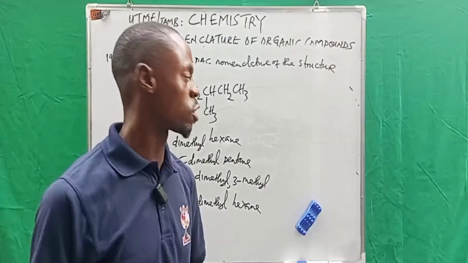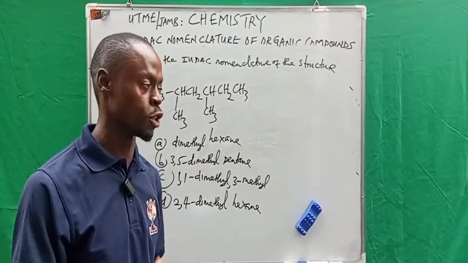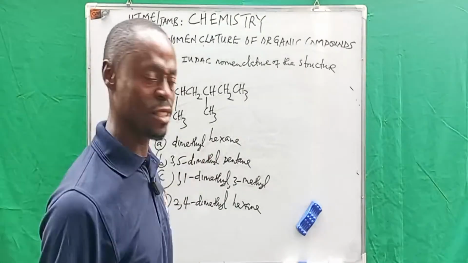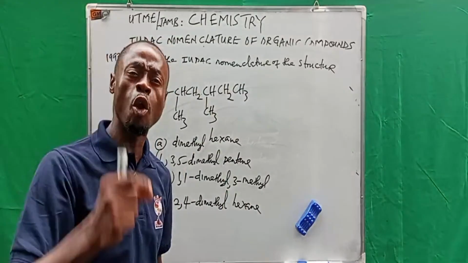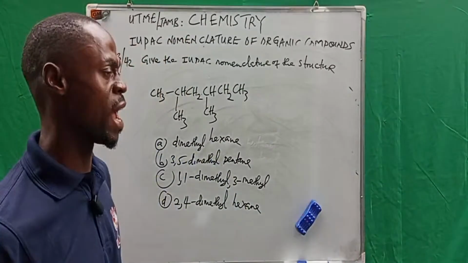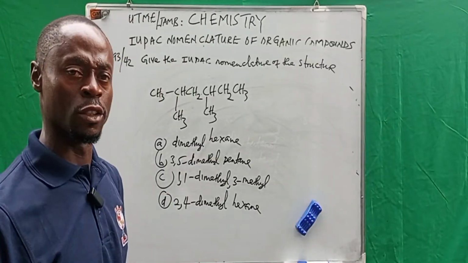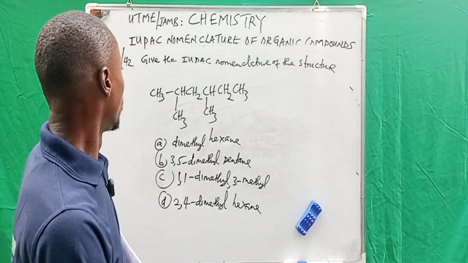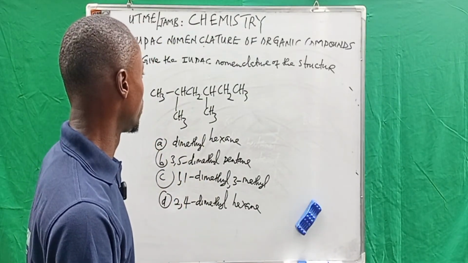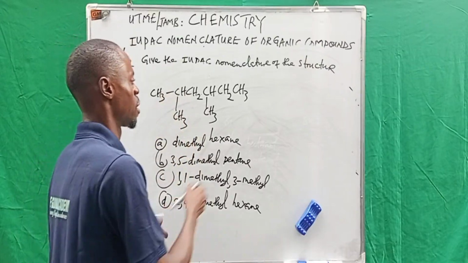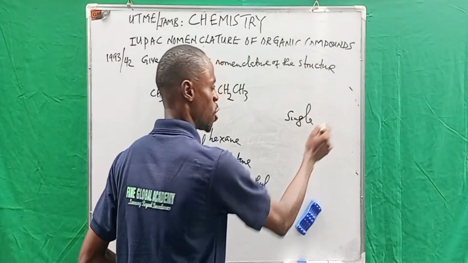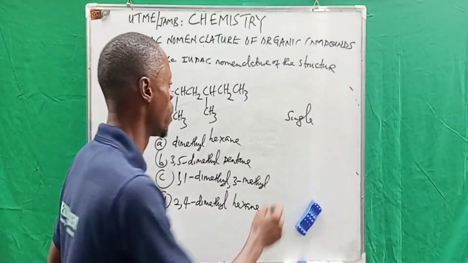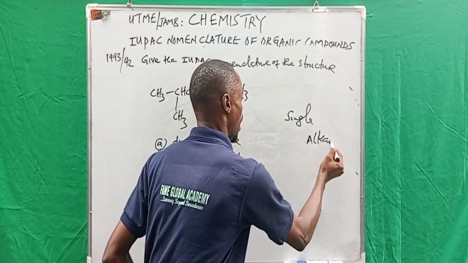The question says, give the nomenclature of the structure as we have it on the board. The first rule, like I said earlier on, is locate the longest carbon containing chain from any direction. From where? From any direction. Then identify the functional group in the structure. Looking at this question closely, you will see that the functional group is single bond. And so the homologous family that bears single bond as its functional group is the alkane series.